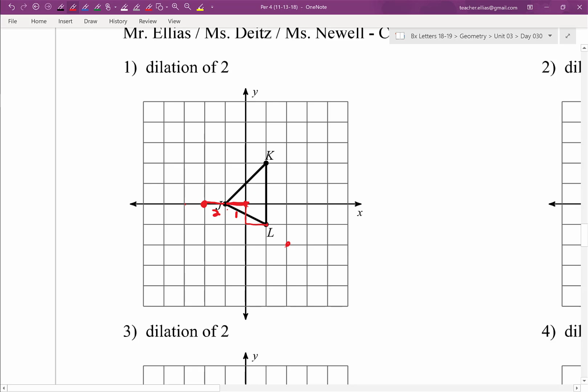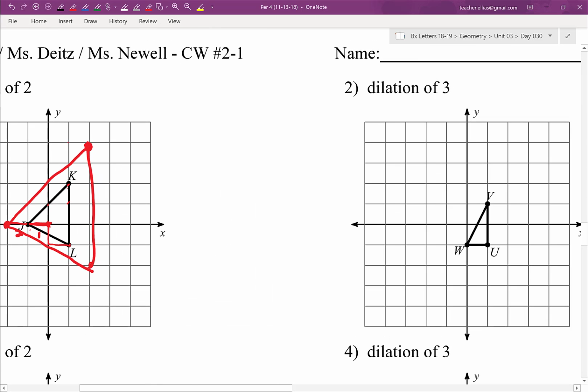2 over 1. 2. How much up? 1, 1. You go 1, 2, 1. That's a dilation of 1. You want 1, 2, 1. Perfect. Connect them. That's a dilation of 2. That's how you do it. You want to try that one? Alright. Yeah.